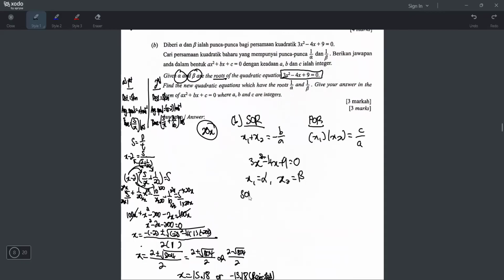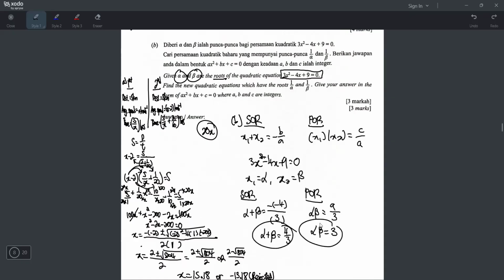And you can already write down the sum of roots, alpha plus beta, x1 plus x2, equals negative b over a. And b is negative 4, a is 3. That means alpha plus beta equals 4 over 3. And then the other one, the product, will be x1 times x2 equals c over a. That means alpha times beta equals c over a. C is 9, a is 3. So alpha beta equals 9 divided by 3 is 3, right?